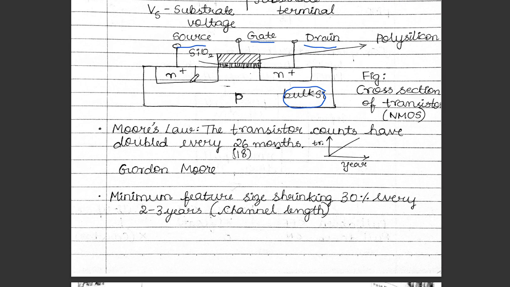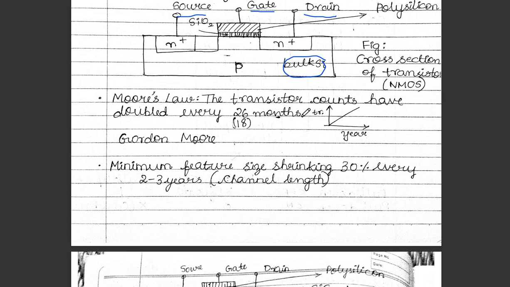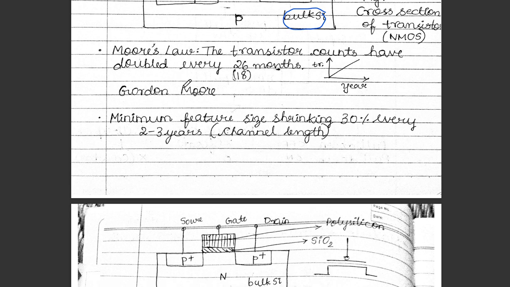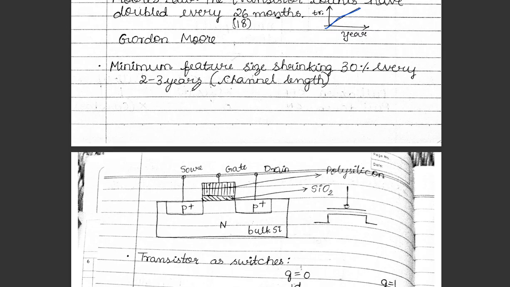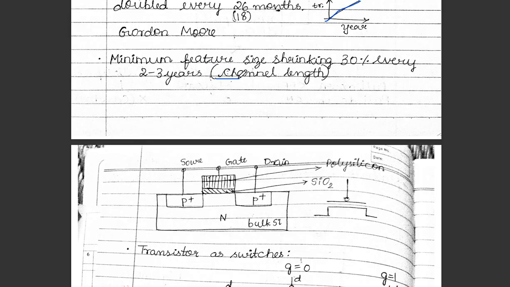So the law introduced in this chapter is Moore's law. Moore's law states that the transistor count will double after every 26 months or 2 years, and it was proposed by Gordon Moore. And this is how the graph keeps increasing as the transistor count as well as the years keep increasing, and the minimum feature size shrinks 30% every 2 to 3 years. Minimum feature size would mean the channel length keeps reducing by 30% every 2 to 3 years.